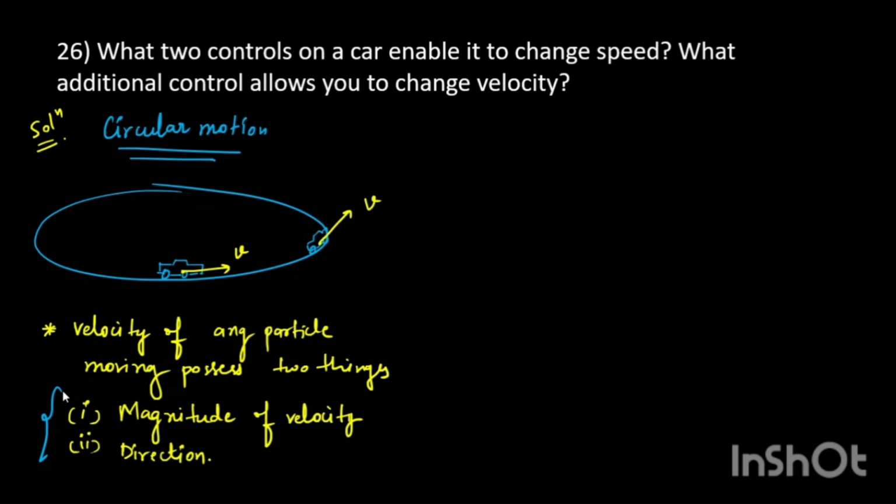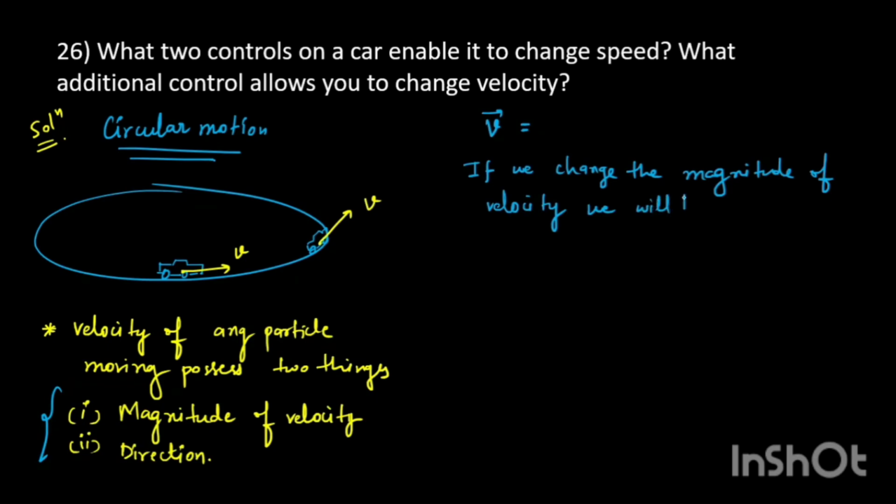Velocity, magnitude. Yeah, magnitude. Remember the part. I was thinking, if you change the direction of velocity, that would change again. Understand. If we are able to change the magnitude of the velocity, let me write it this way: if we change the magnitude of the velocity, we will be able to change speed.